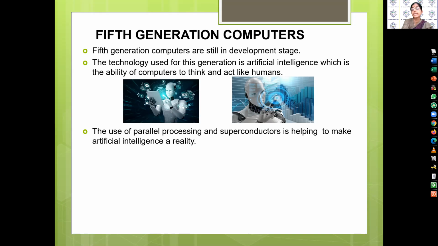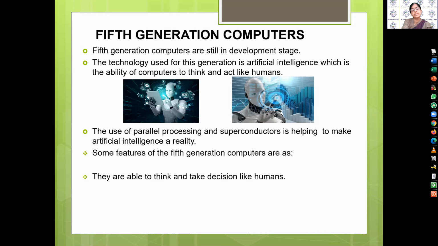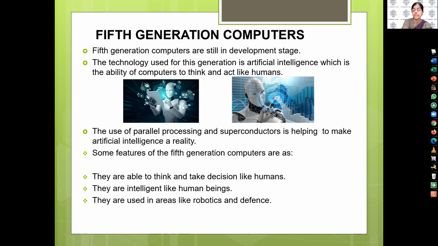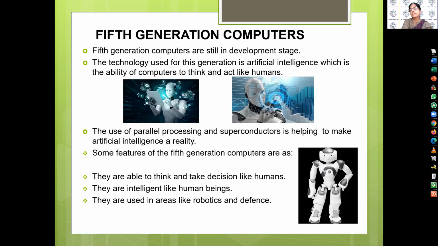So what are we using now? Parallel processing and superconductors. Some features of the fifth generation computers: they are able to think and take decisions like humans. They are intelligent like human beings. They are used in areas like robotics and defense. So these are some features of fifth generation computers, and children, fifth generation computers are still in development stage.